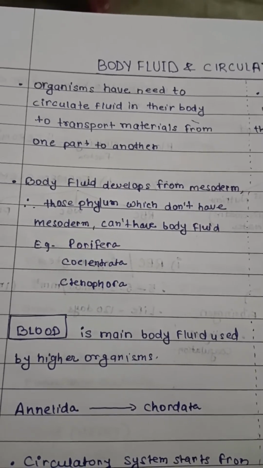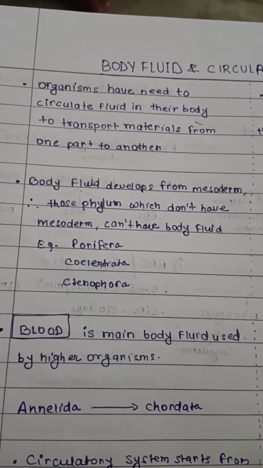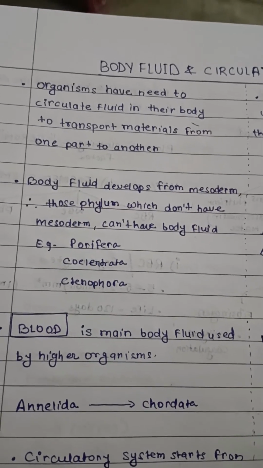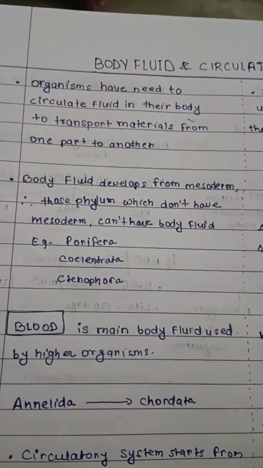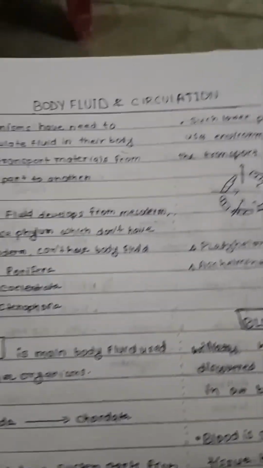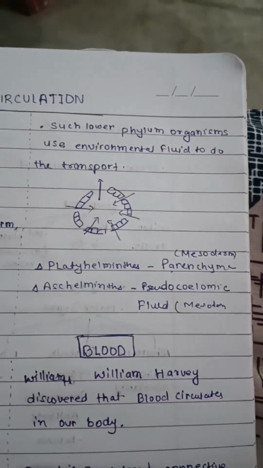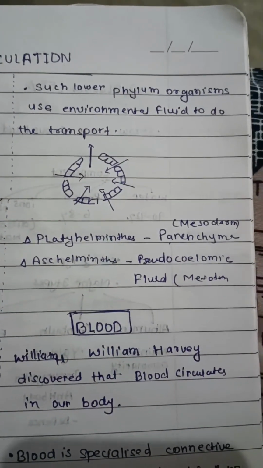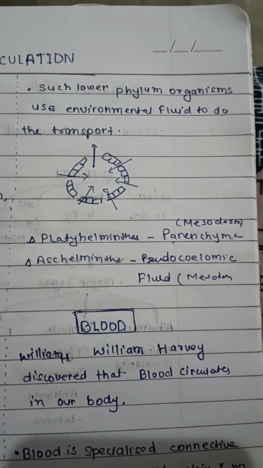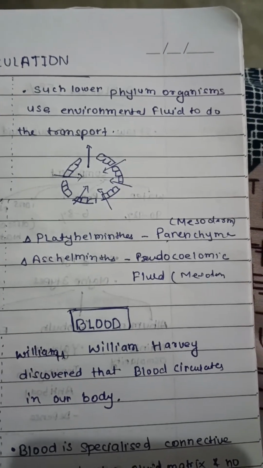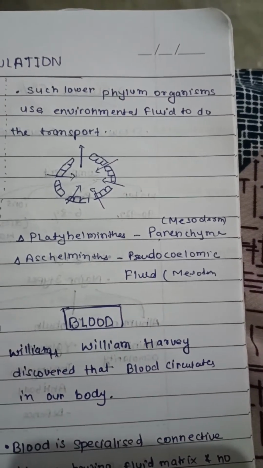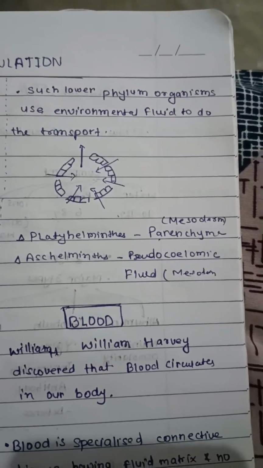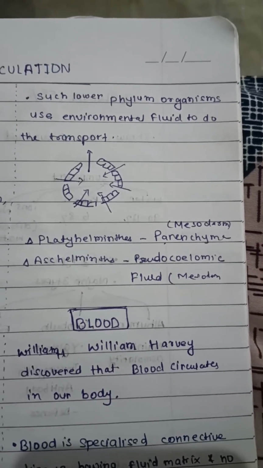Examples are Porifera, Coelenterata, Ctenophora. Blood is the main body fluid used by higher organisms. Such lower phylum organisms use environmental fluid to do the transport. Platyhelminths have parenchyma, and Aschelminths are pseudocoelomic and have a fluid whose origin is mesoderm.